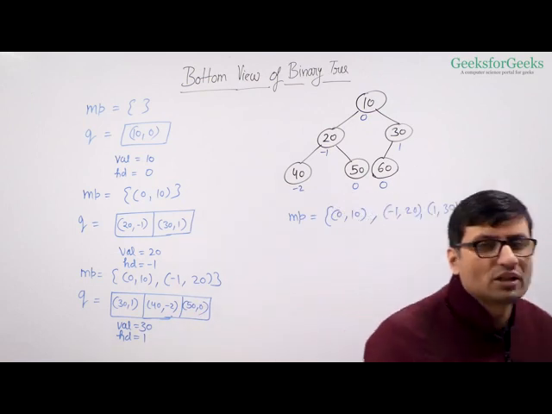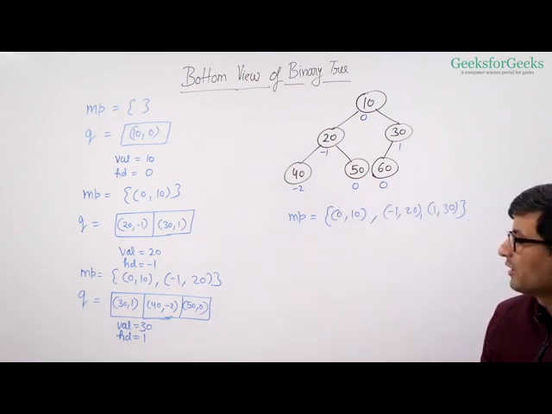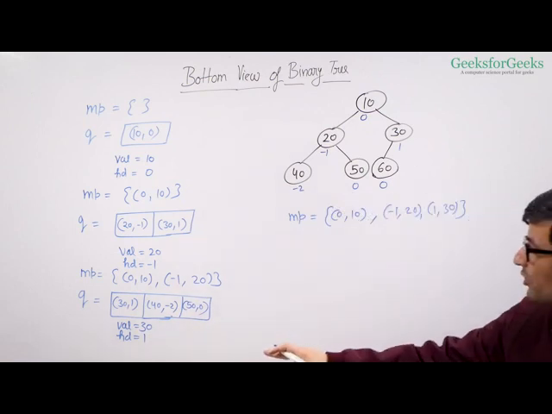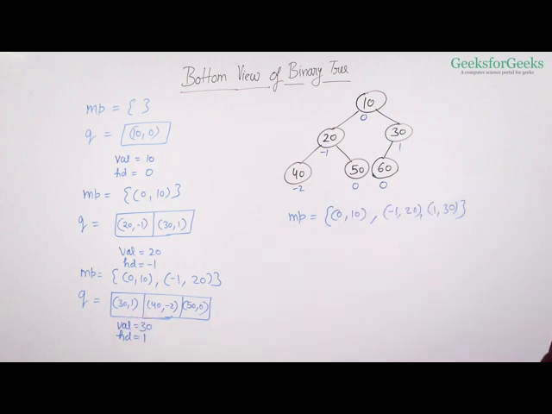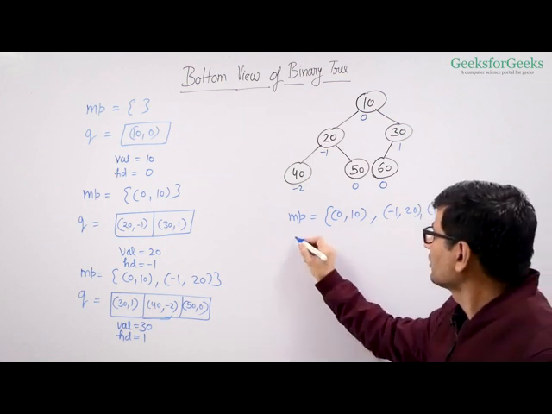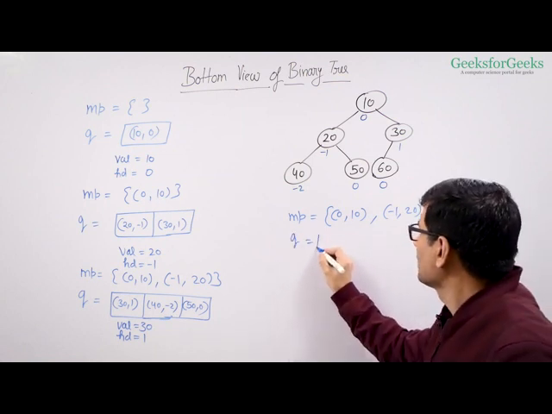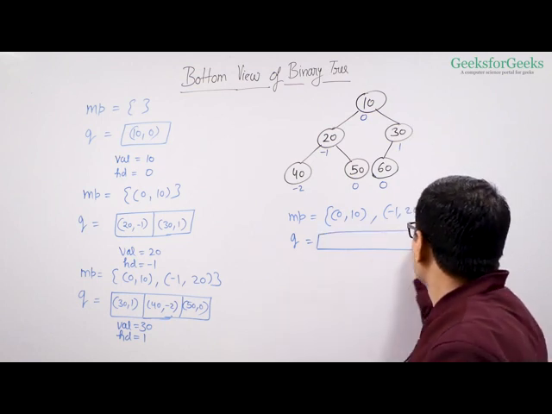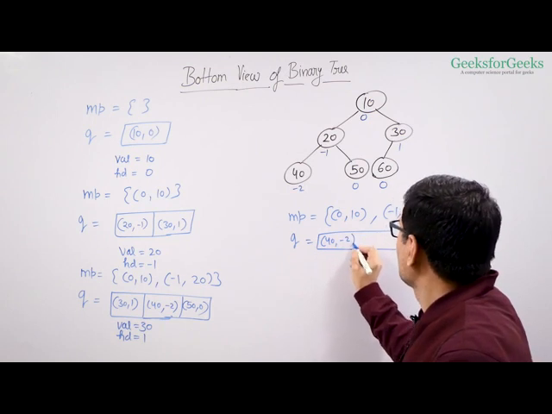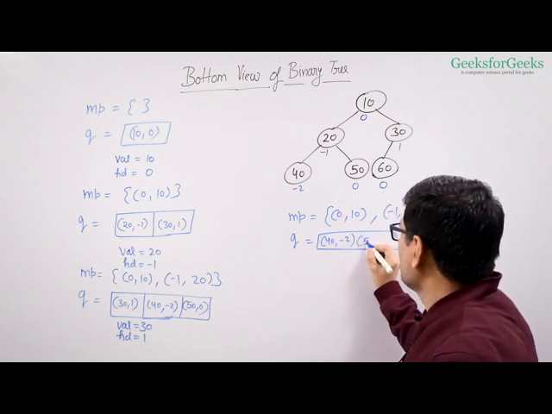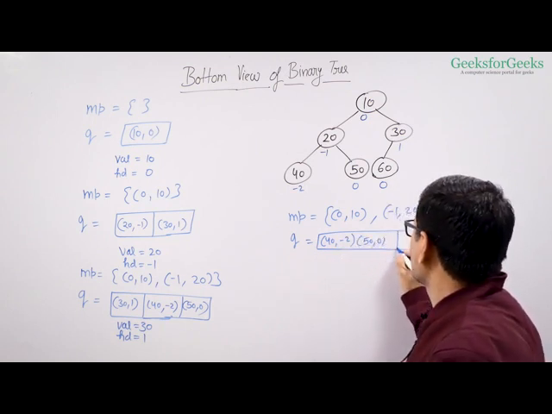After we have inserted this into the map, we have processed this extracted item 30 and 1. We are going to enqueue its children into the queue. And it has only one child, 60, so we'll enqueue this child into the queue. So our queue is now going to contain 40, minus 2, 50, 0 and 60, 0.